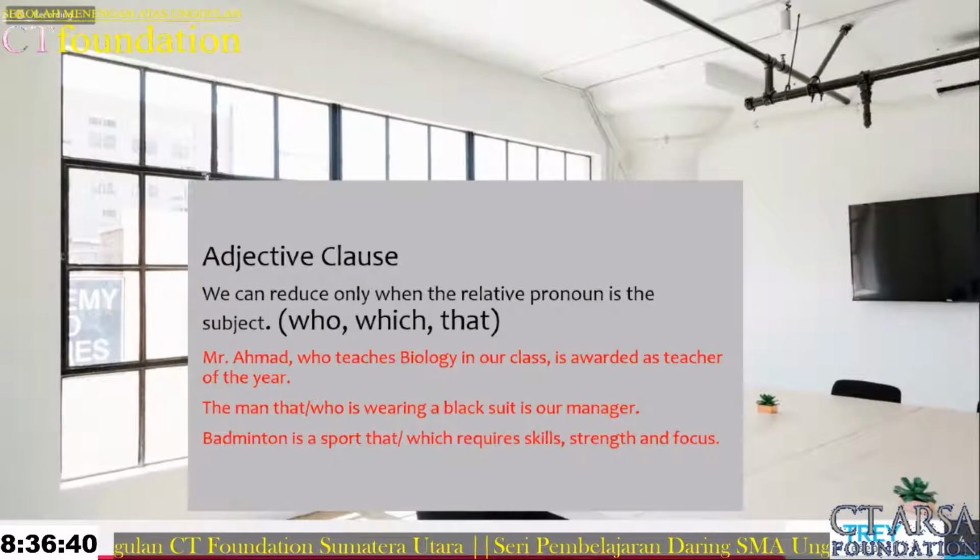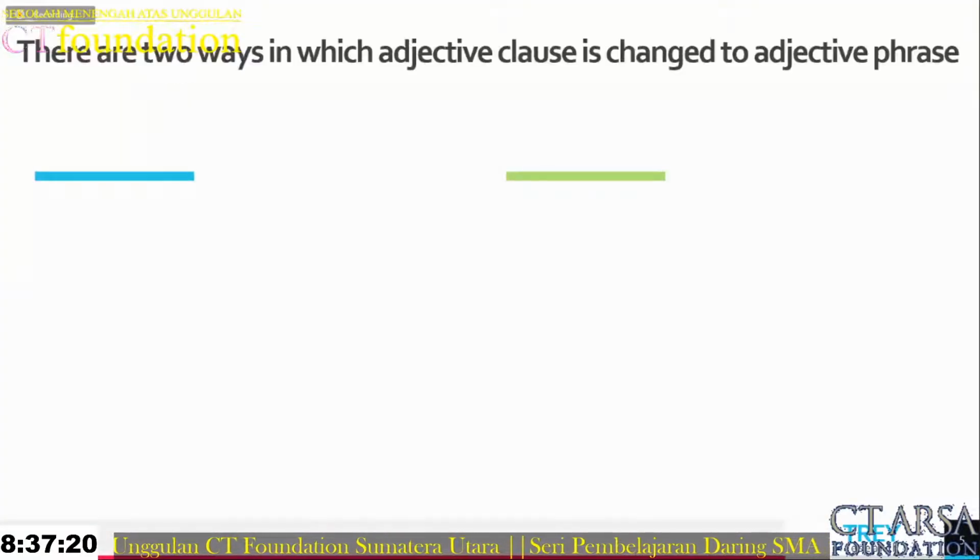Okay, right. So another adjective clause: badminton is a sport that or which requires skill, strength, and focus. Also here we use which or that. Which here is a subject, because after that it's followed by a verb, requires. So this is an example of an adjective clause using who, which, and that. And those relative pronouns function as the subject. We have not reduced it; we're going to reduce it later.